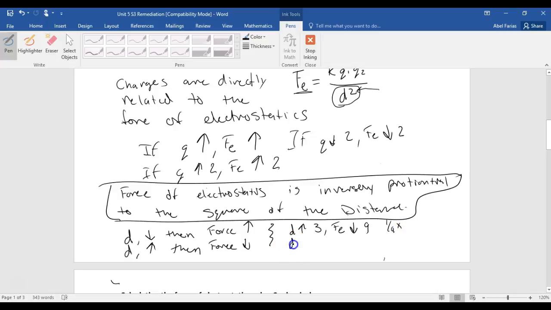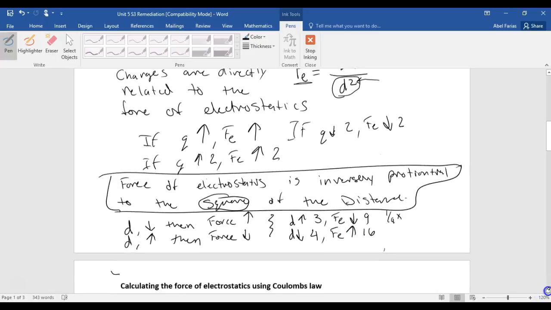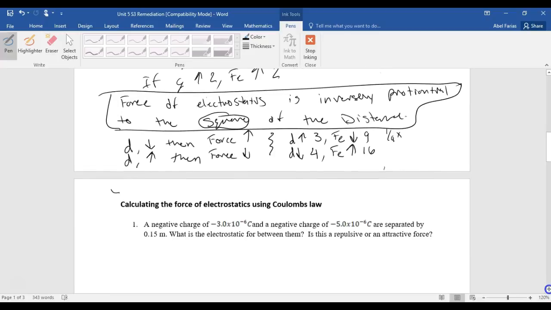So let's say distance goes down by 4. Okay, well the force of electrostatics is going to go up. That we know, because they're getting closer. But how much is it going to go up by? Well, what's 4 squared? The square is the factor that it goes up by, right? The square of the distance. So if the distance is 4, we square the 4. Fe is going to go up by 16. Let me rewrite that because that looks sloppy. 16. Alright, good. Alright, so let's go ahead and see how this works when we calculate it.